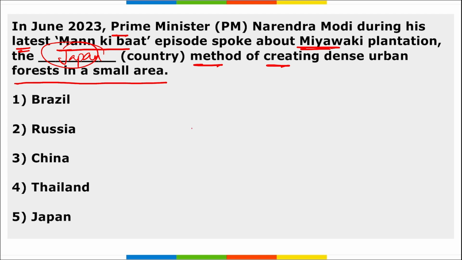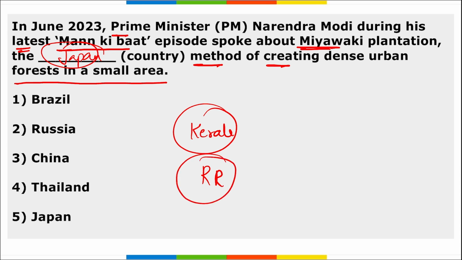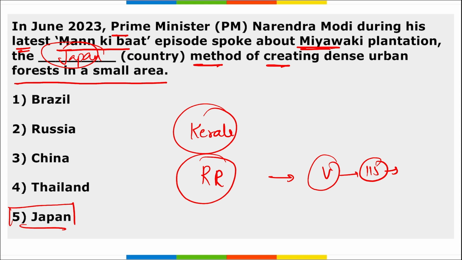Prime Minister Narendra Modi also cited the example of Kerala-based teacher Rafi Ramnath, who used the Miyawaki technique to transform barren land into a mini forest, called Vidya Vanam, by planting 115 varieties of trees. Correct. So the right option here is option fourth, Japan. This Miyawaki plantation is a technique of Japan. Correct. This methodology was developed in the 1970s, right? And the basic objective here was to densify the green cover within a small parcel of land.